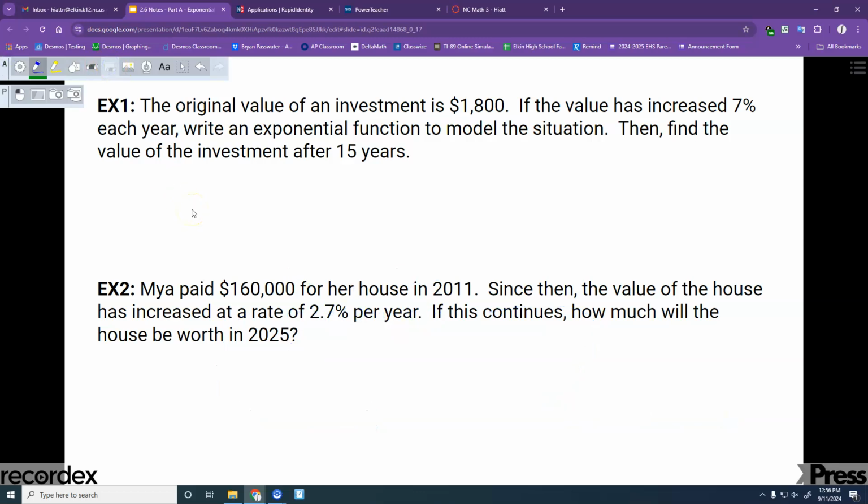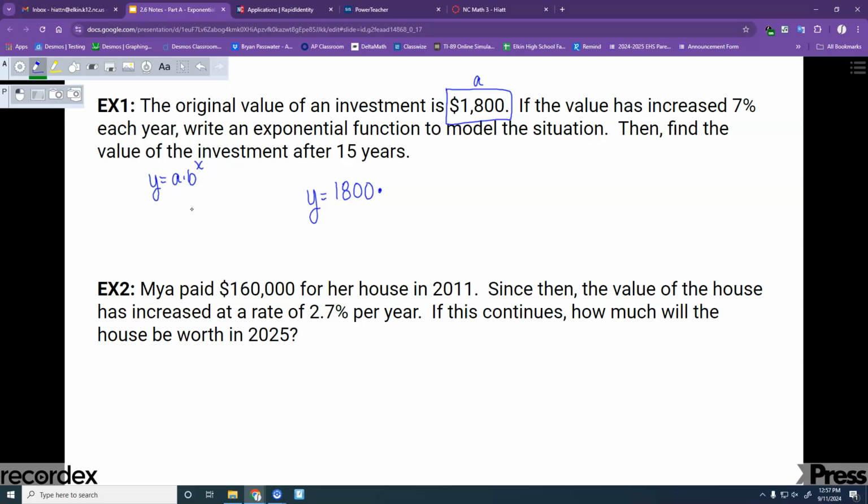All right, for number 1, the original value of an investment is $1,800. If the value has increased 7% each year, write an exponential function to model the situation, then find the value of the investment after 15 years. So for this problem, our equation is going to be of the form y equals a times b to the x. A is our starting amount. The original value of this investment is $1,800, so there is our A. We're going to have y equals $1,800.